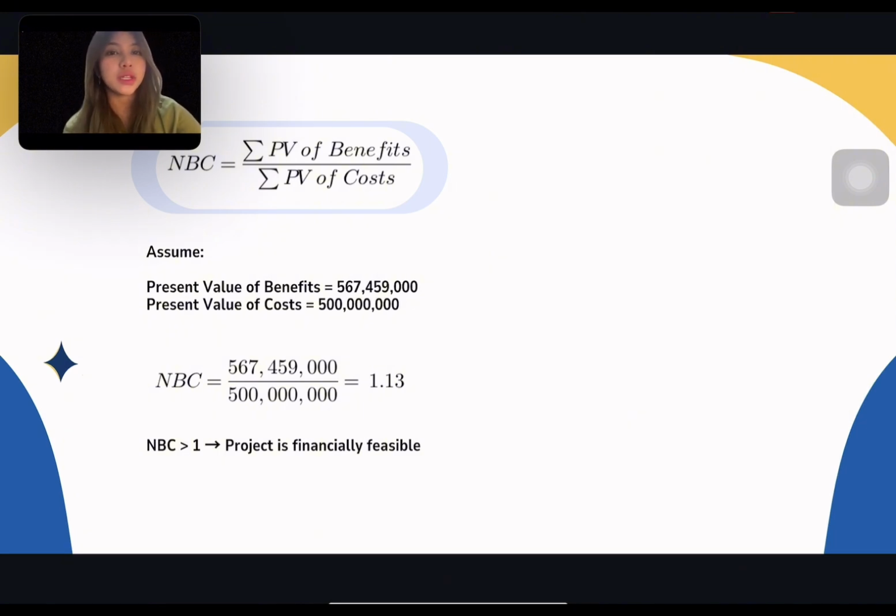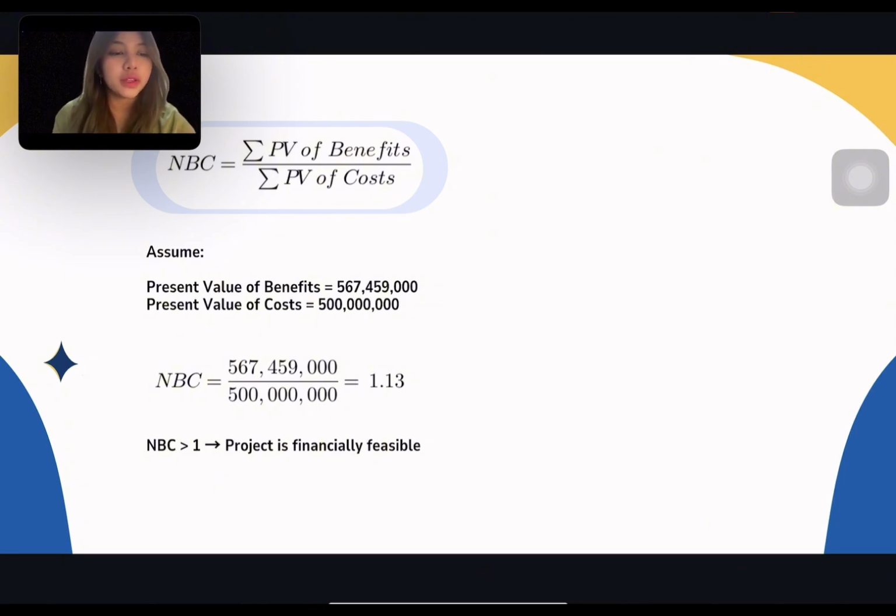We can assume that the present value of the benefits is 567,459,000. The present value of the cost is 500 million. So we can calculate and get it. The NBC is 1.13, and the NBC is more than 1, so the project is financially feasible.